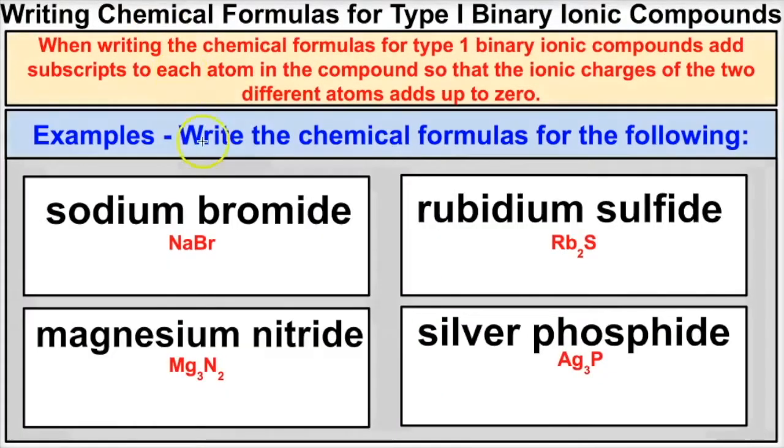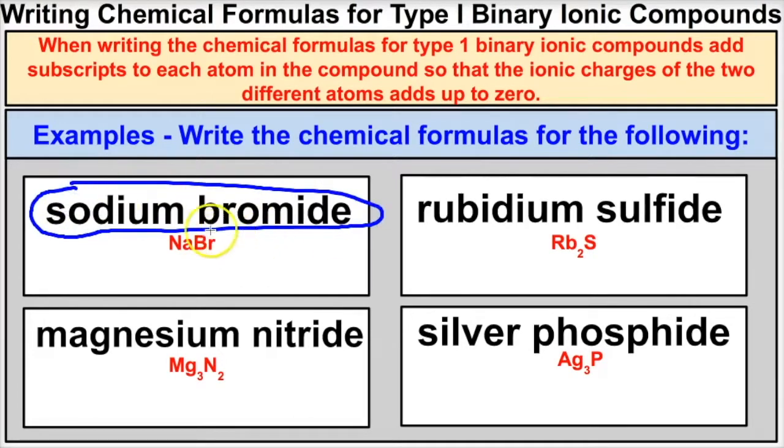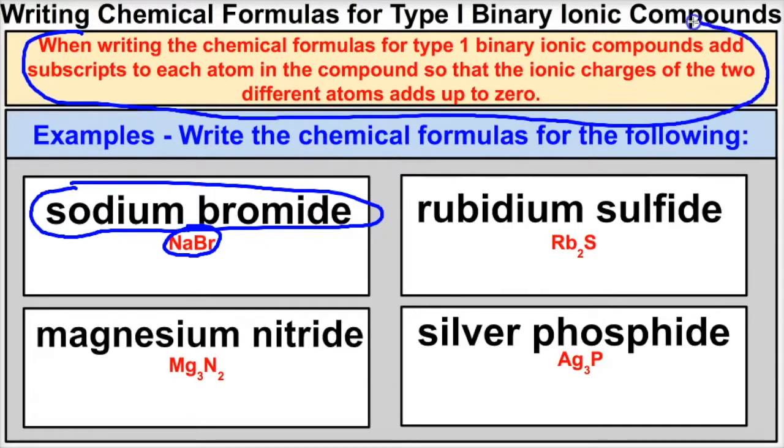Alright, so what if you're given the name of a type 1 binary ionic compound and you're asked to write the chemical formula? For example, we are given the name sodium bromide, but we want to write the correct chemical formula. How does that work? When writing the chemical formulas for type 1 binary ionic compounds, we're going to have to add subscripts to each atom in the compound so that the ionic charges of the two different atoms add up to 0. So whenever we have a metal bonded to a nonmetal, the ionic charges always must add up to 0, and that's an important concept.